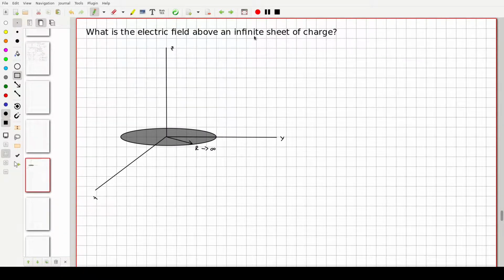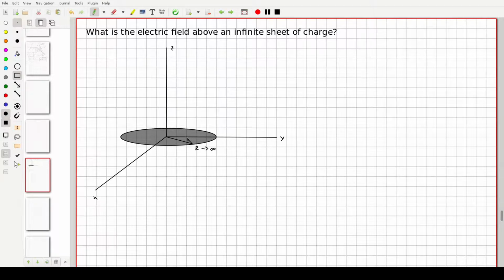Question is, what's the electric field above an infinite sheet of charge? Now, this is a very useful problem, and the result that we get is going to be used all throughout the electricity and also some of the magnetism section. That's because the result from this is also the result for the electric field that you have when you're very close to the surface of a conductor. As a consequence, we can use it to talk about the electric field that sits between the plates inside a capacitor.